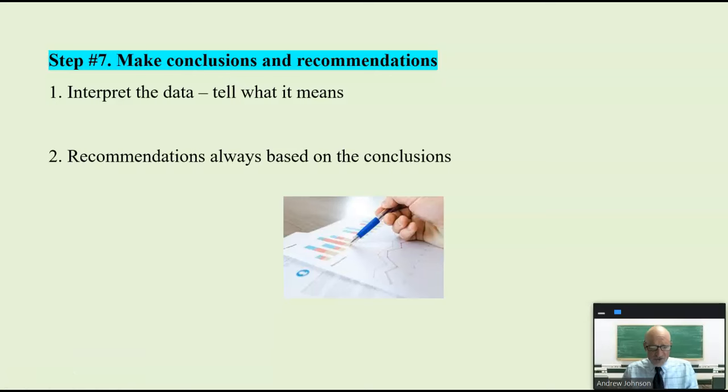You make conclusions and recommendations. You interpret the data. You tell what the data means, but the conclusions must be based on the data. Your recommendations must be based on the data. You are answering your research question or addressing the problem based on the data. Based on this, this is what I conclude, based on the data you collect. Now again, some action research includes a literature review at this point. On all your conclusions, you do a literature review. That is perfectly acceptable.